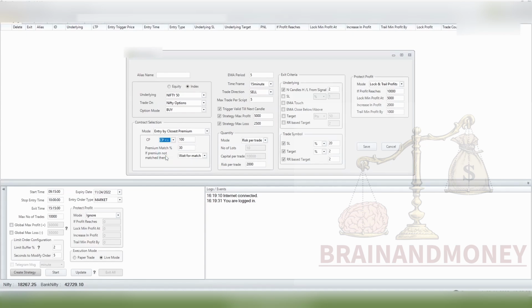And similarly, you can set less than or equal to. So in this case, it will select the option contract having the price below 100 rupees and nearest to 100, like that. You can also set premium match percentage.